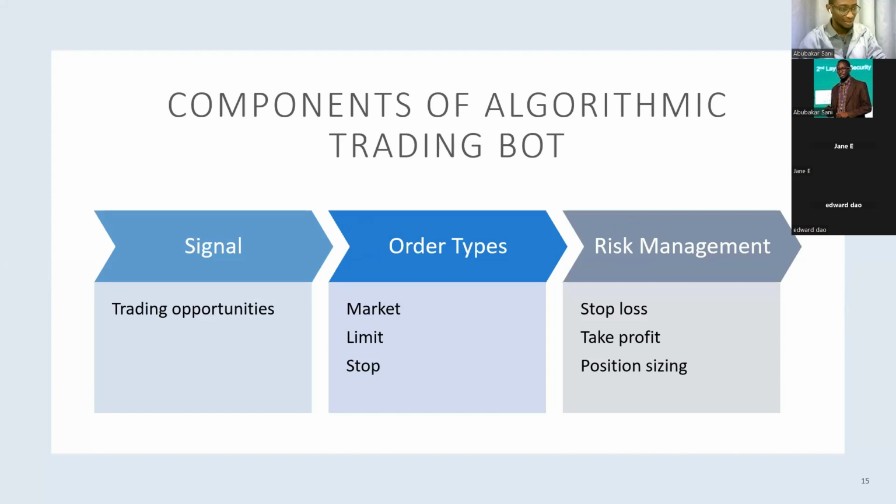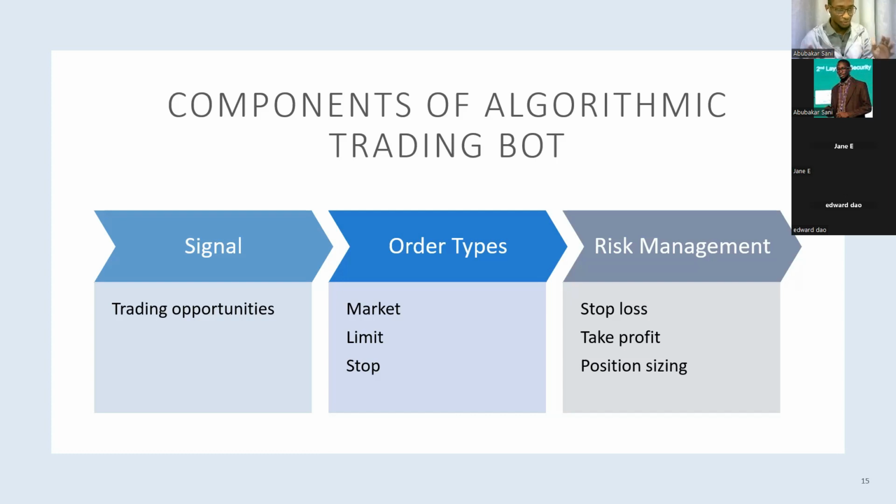All right. Now moving to the next part, which is the components of an algorithmic trading bot. So far, so good? Awesome. So the components of algorithmic trading bots, we have three components mostly. If you're going to have any strategy, you should have these three things.